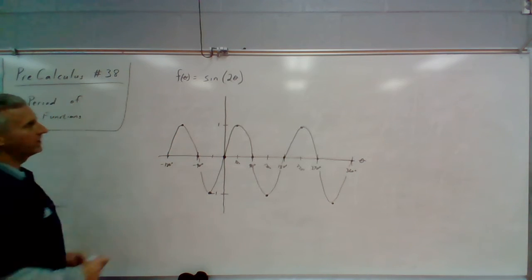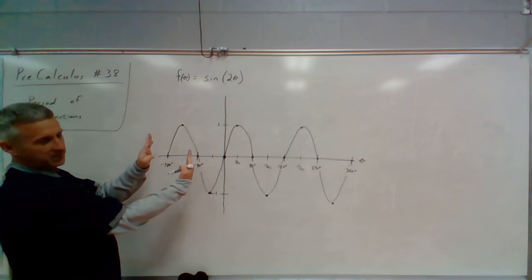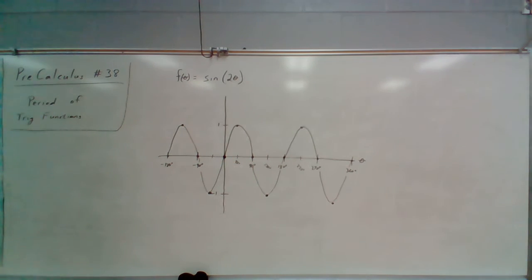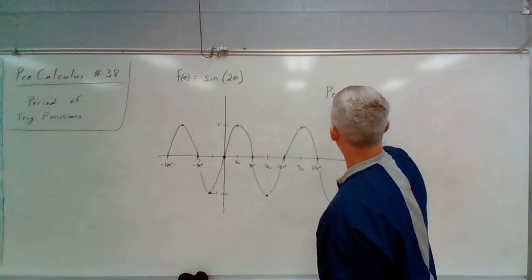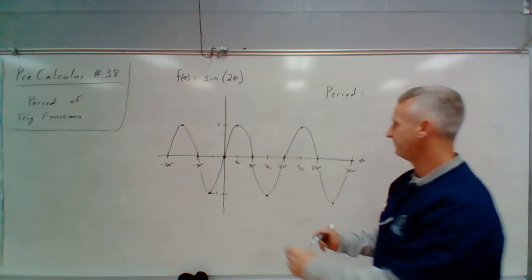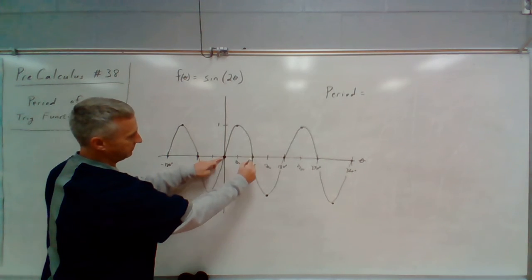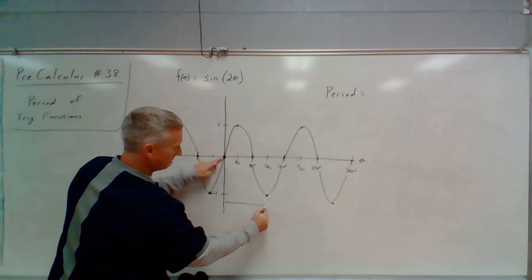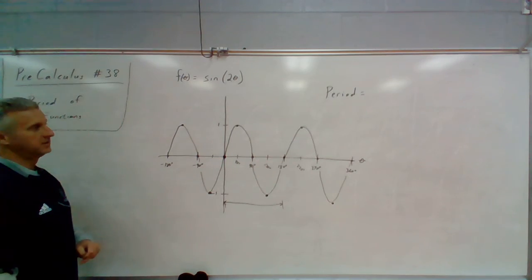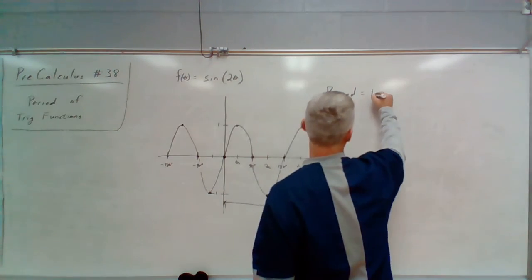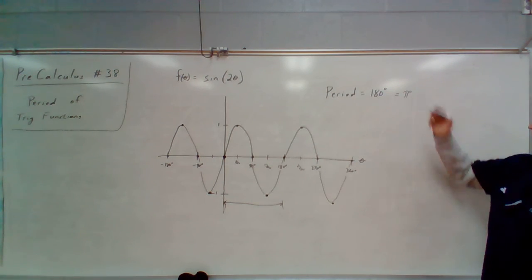All right, so what happened? What did this 2 do to the graph? Well, it took the original sine graph and compressed it horizontally, squeezed it together like a slinky. So now, what is the period? To go through one complete cycle requires starting here at 0, up, down, back to here. So my period would be this distance from 0 to 180. So my period now would be 180 degrees. Or in radians, that would be pi radians.